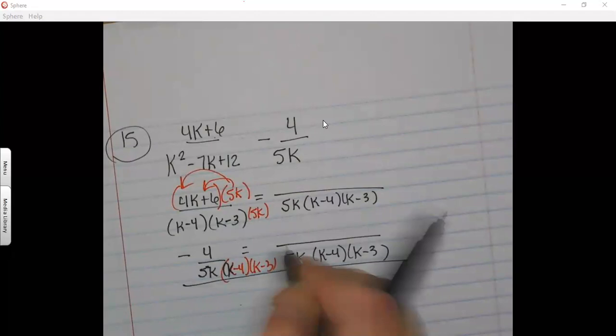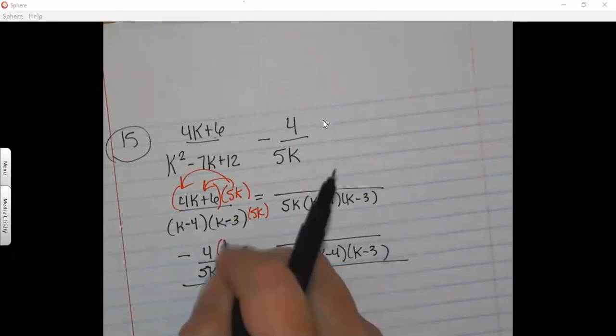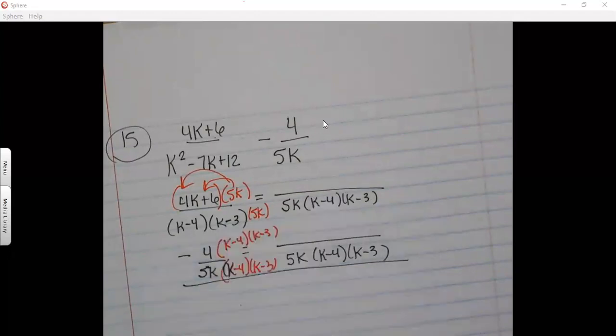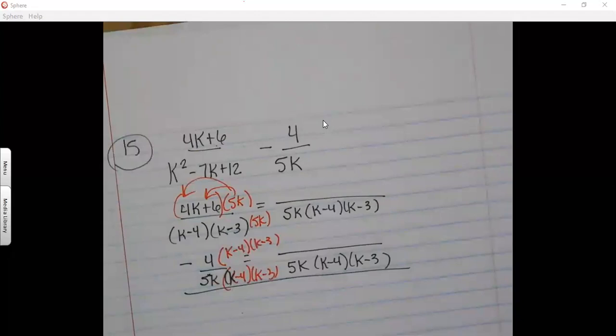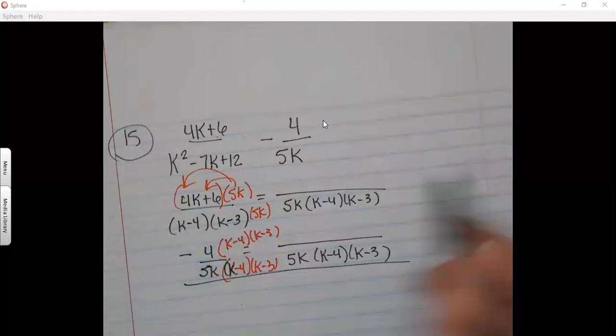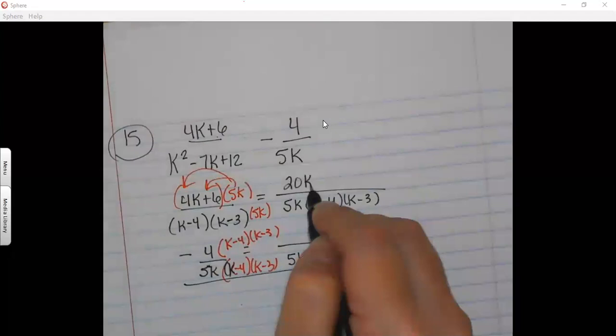Coolio? So let's do the top. Let's distribute the 5k. 5k times 4k is 20k squared. And 5k times +6 is +30k.